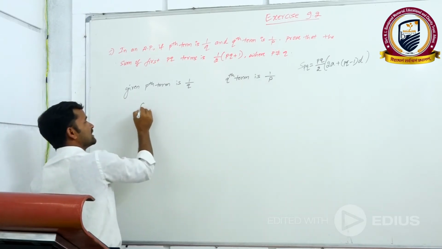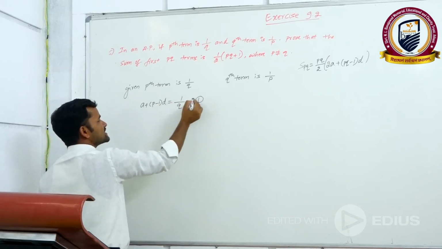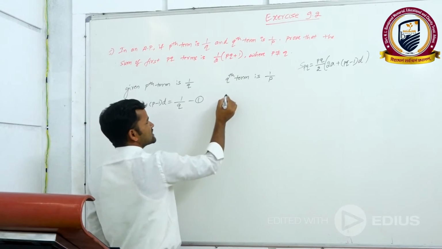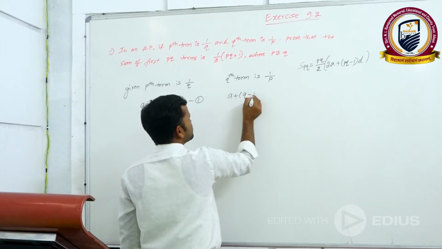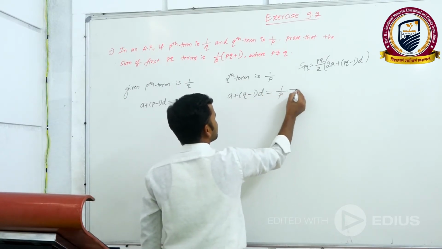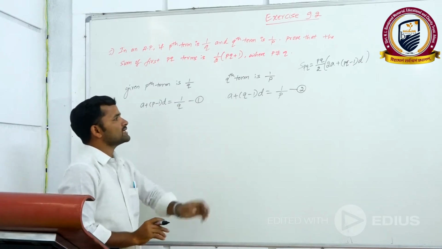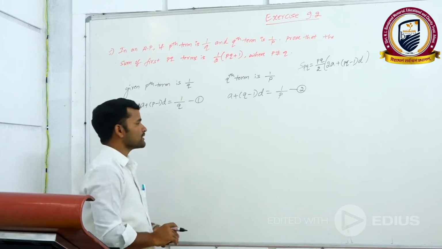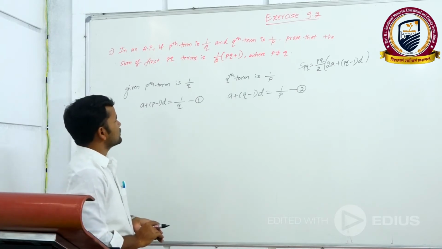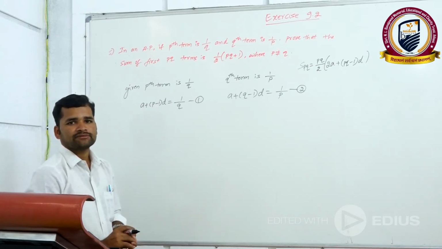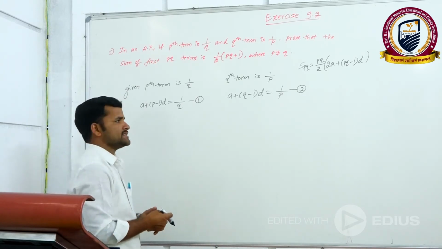Pth term in the sense a plus p minus 1 into d, which is 1 by q. Take this as equation 1. Qth term means in place of n, q is there here, that's all. This will be a plus q minus 1 into d, which is equal to 1 by p. Take this as equation 2. I need to solve equation 1 and 2 to get a and d values. For that, what to do? A coefficients you observe, a coefficients are 1 here. Better to take equation 1 minus equation 2. That eliminates the variable a, and d we can get easily.